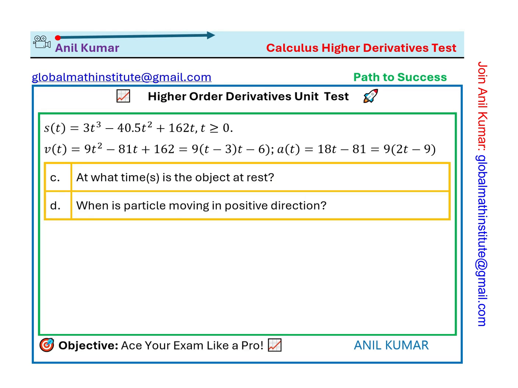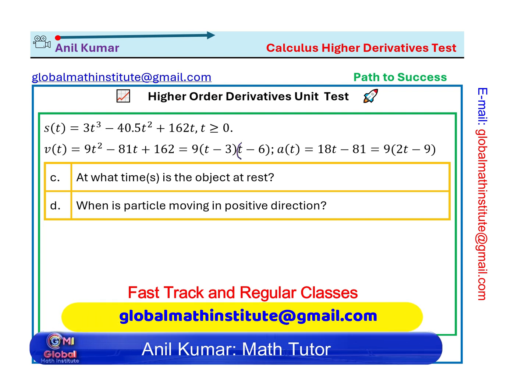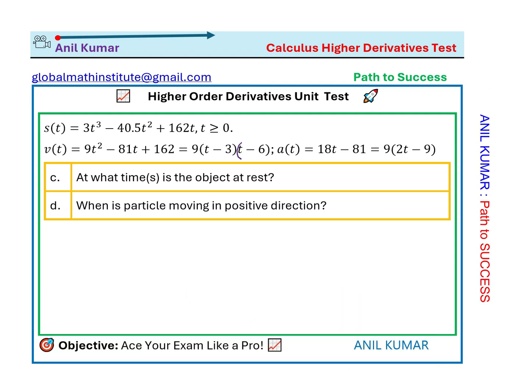So what we have done here is we have written all the equations now. Displacement given to us as 3t cube minus 40.5 t square plus 162t, where t is greater than or equal to 0. Velocity we just found 9t square minus 81t plus 162. It has been factored now. You can take 9 common and then factor it very easily. And what you get here is, bracket I forgot to write, so t minus 3 times t minus 6. Acceleration was 18t minus 81, has been factored, 9 times 2t minus 9. That means acceleration will be 0 at t equals 4.5, 9 divided by 2. Right? Makes sense? Okay. Now let's continue with answering part C and D.